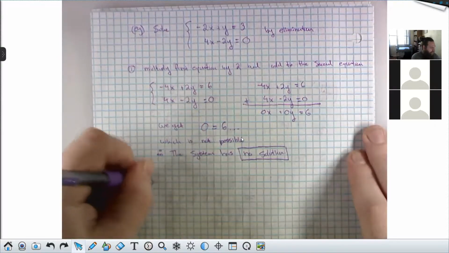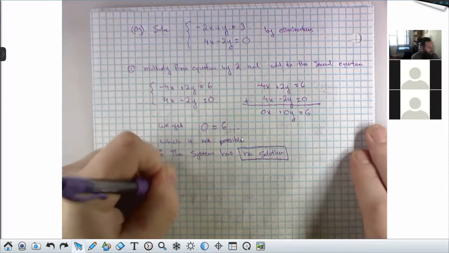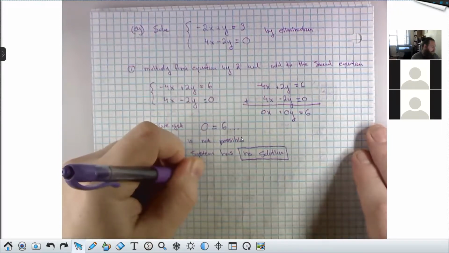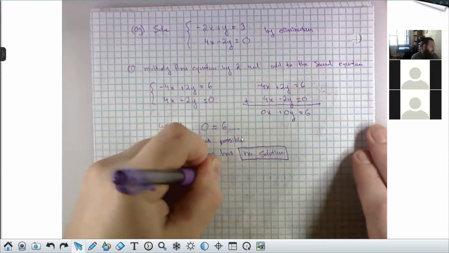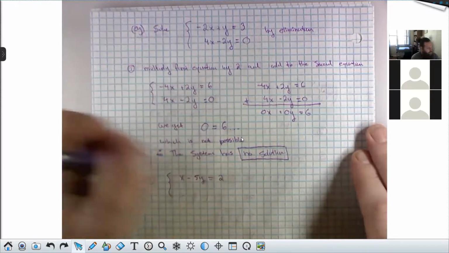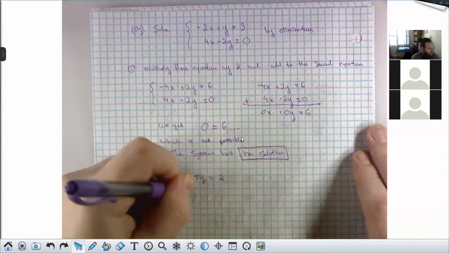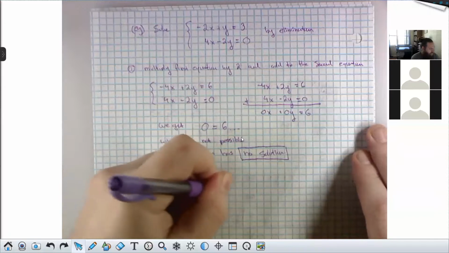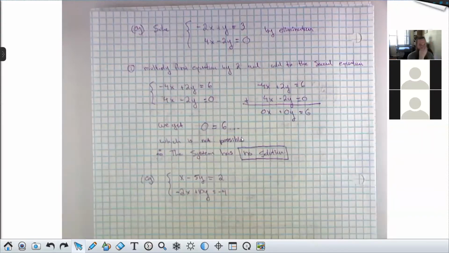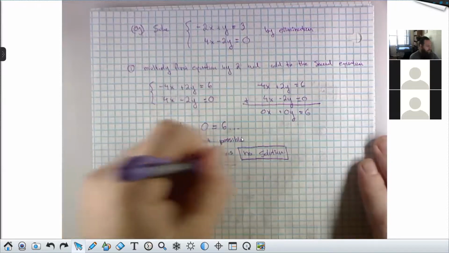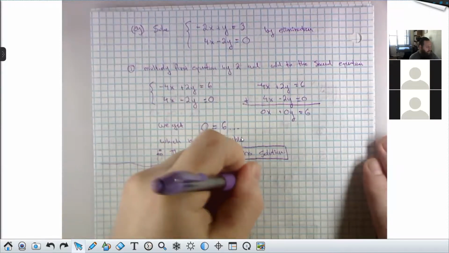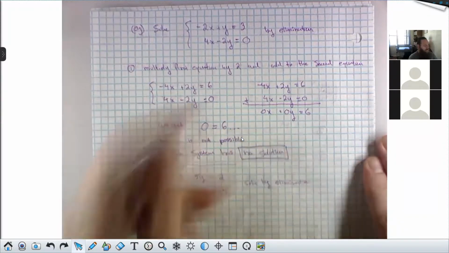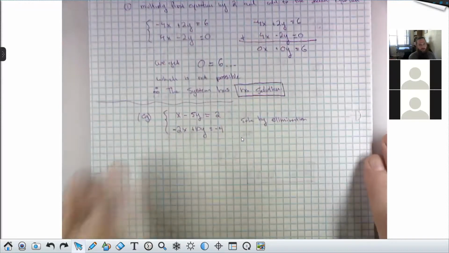Now, one more example like this. If I have x minus, say, 5y equals 2, and negative 2x plus 10y equals negative 4, and I want to solve by elimination, something similar is going to happen.